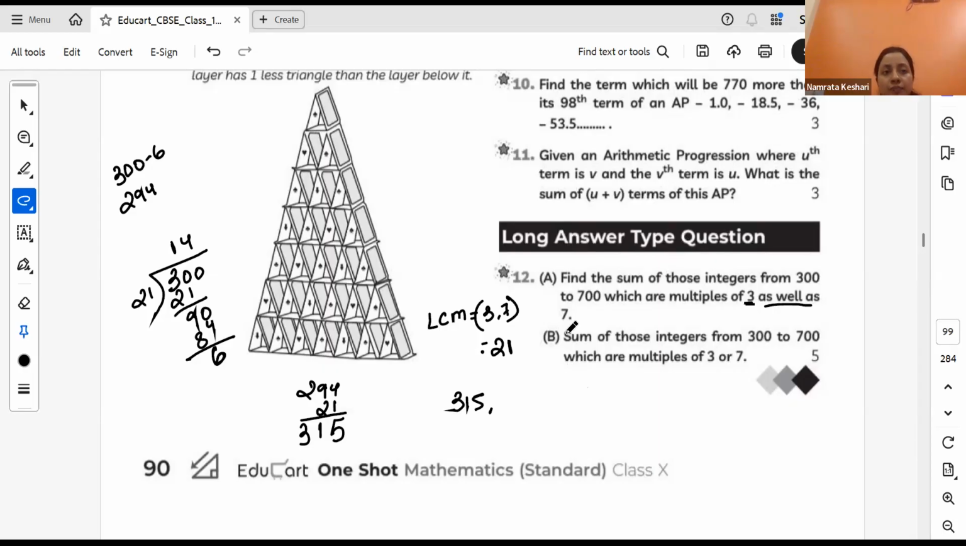We don't need all. We just need the last one before 700. So we can divide 700 by 21 to know which number is completely divisible by 21 just before 700. Okay, so 3 times 63, 9, 90, 21, 4 times 84. The remainder is 6. So 700 minus 6, that is 694, right?